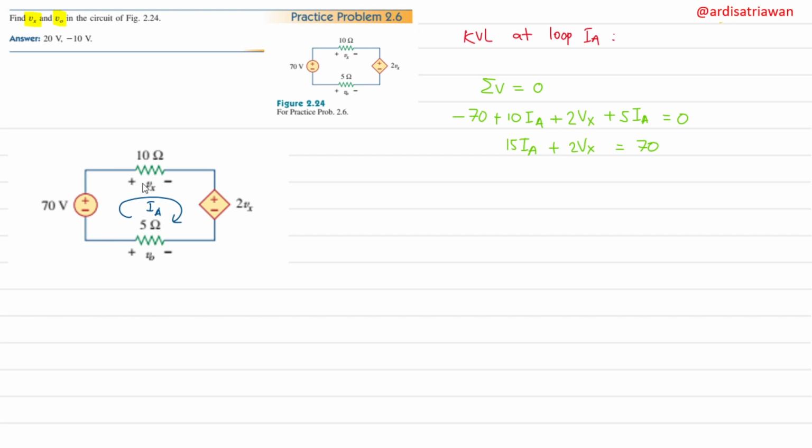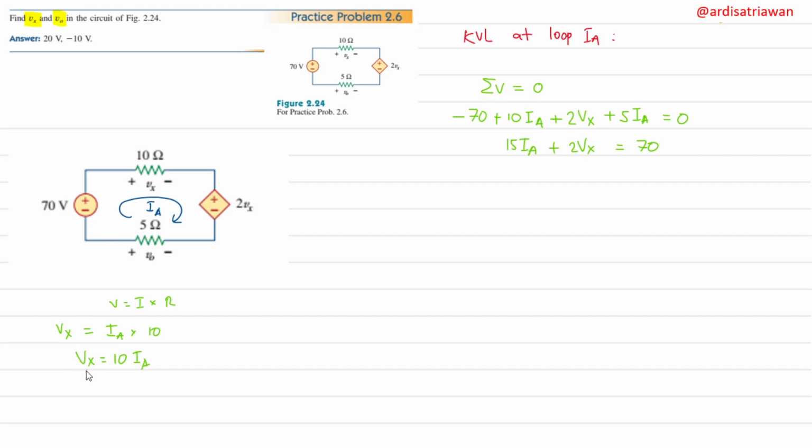Okay, Vx is this one. So what can we do about it? Remember that we have IA passing through here, and Vx is the voltage across this resistance. So Vx is equal to, what is it? Remember Ohm's law: V is equal to I multiplied by R, right? So Vx is IA multiplied by the resistance, so 10 ohm. Or in other words, Vx is 10 IA.